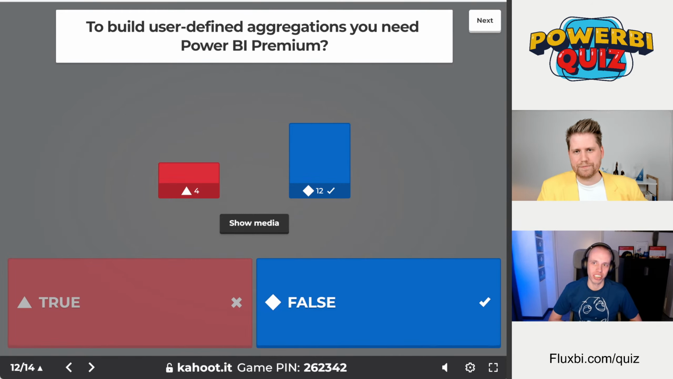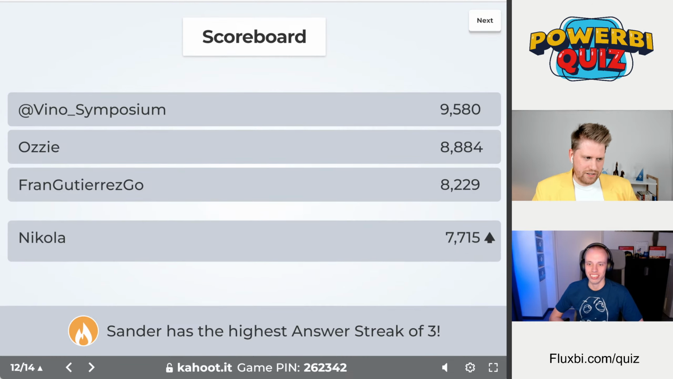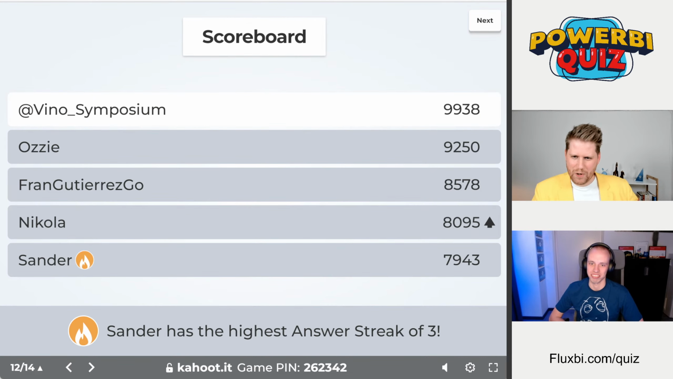Yeah, well, user-defined aggregations work in both Pro and Premium per user, obviously. Twelve people got automatic aggregations wrong, because those are only Premium. So the trick here was in that user-defined part, and it is about remembering which feature is in Premium and which is not. Automatic aggregations are only Premium. Exactly.